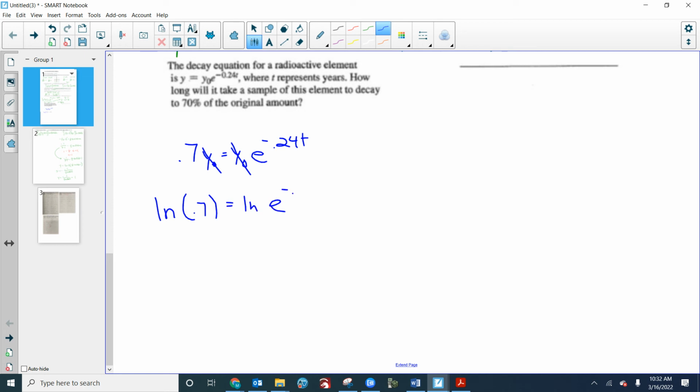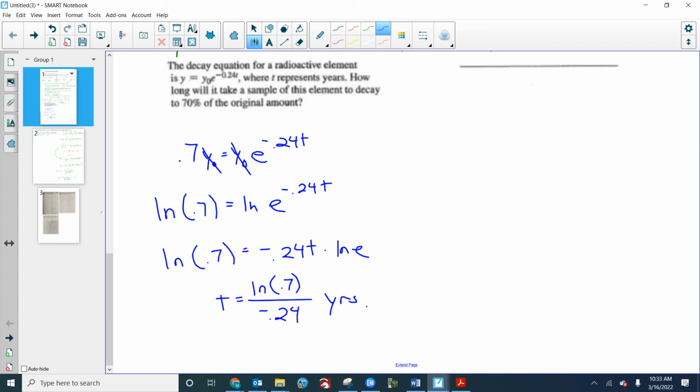You have to show this work, all right? We have a little deal going on here. I didn't put any calculus on this problem. Show me the work, all right? What's ln e? 1. So t is ln of 0.7 over negative 0.24. That is your answer in years. You will not have a calculator. This is how you're going to have to write your answer.